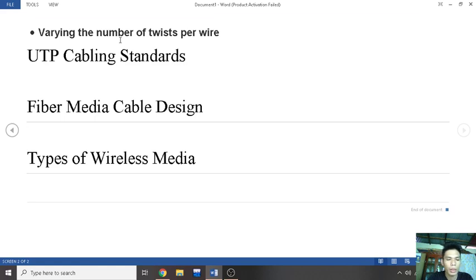So fiber media cable design has, first, the jacket. The jacket is typically a PVC jacket that protects the fiber against abrasions, moisture, and other contaminants. The outer jacket's composition can vary depending on the cable usage. The next one is strengthening material. It surrounds the fiber and prevents the cable from being stretched when it's being pulled. The materials used are often the same materials used to produce a bulletproof vest.